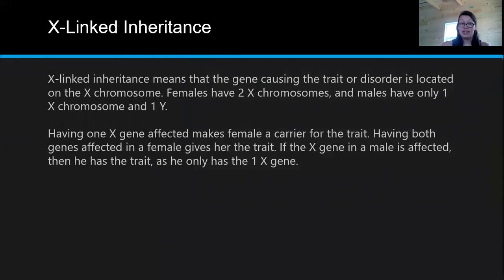And we're going to move on to X-linked inheritance. So X-linked inheritance means that the genes causing the trait or disorder are located only on the X chromosome. Females have two X chromosomes and males only have one X and one Y. So a female, because she has two X's, she can either be unaffected by the trait, so having no sign of that trait. She can have one of her X genes affected, which means she's a carrier for that trait. And if she has both of her X genes affected, then she has the trait. For a male, because they only have the one X gene, if that gene is affected, they have the trait. And if they don't have that gene, then they're unaffected.